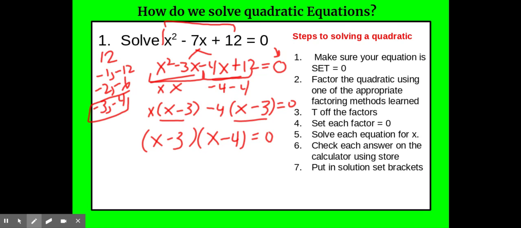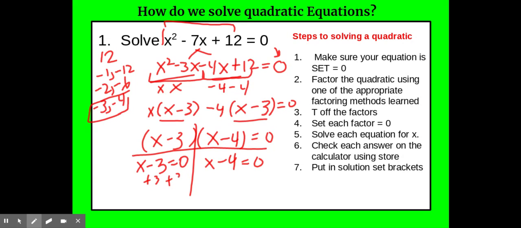Now we're on to step 3, tee off the factors. What I mean is tee it off like that. And then step 4, set each of the factors equal to 0. Now we solve each one-step equation here. You could do this in your head. It's fine, because we would just assume that you know that 3 minus 3 equals 0. Or you could do the one-step equation if it makes you feel happy, and we get x equals 4. It's just a simple one-step equation from when you were in 6th grade, and those are your two answers.